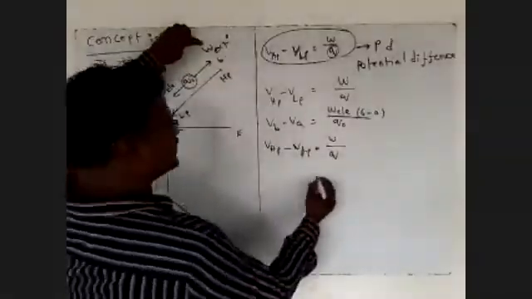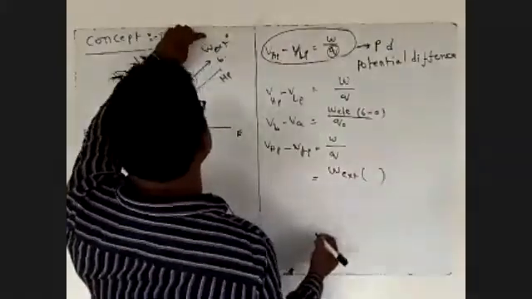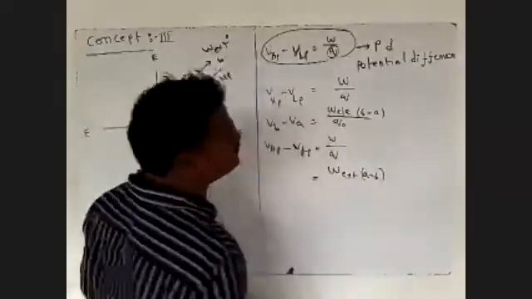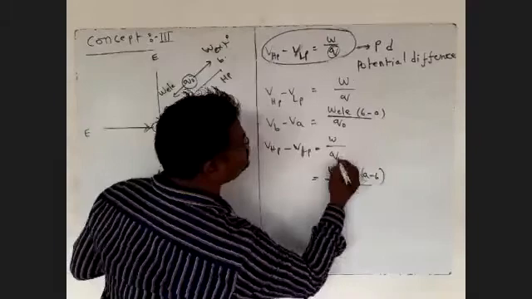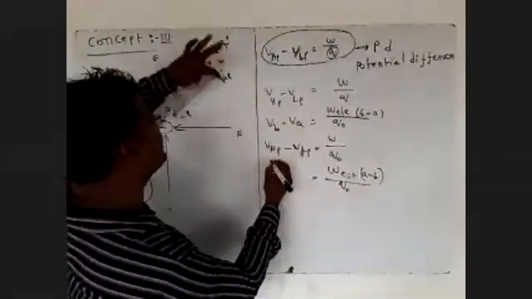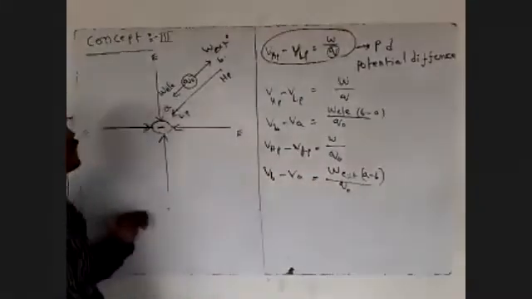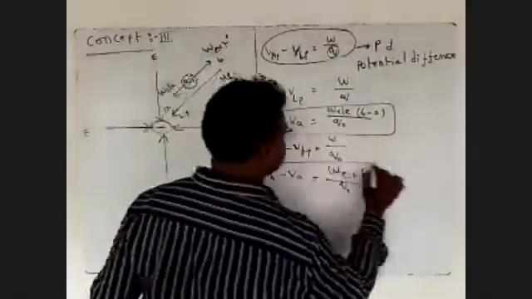Next, external. I'm going to write external: the charge is moving from A to B, so it is W by Q naught, the test charge. Higher potential is taken as point B, lower potential is taken as point A. This is the formula we are going to write.